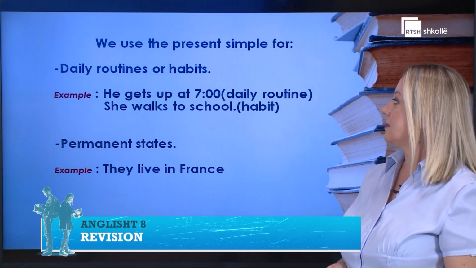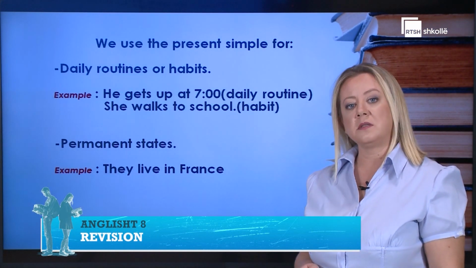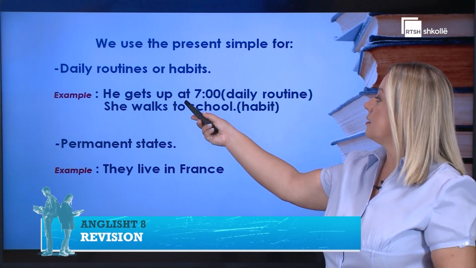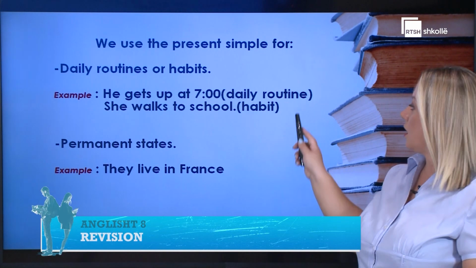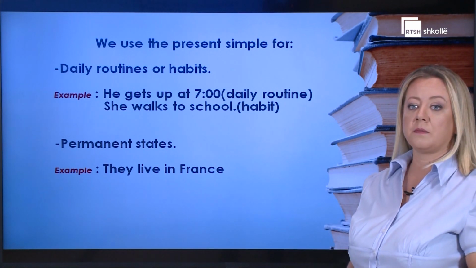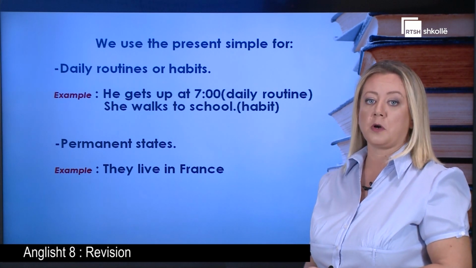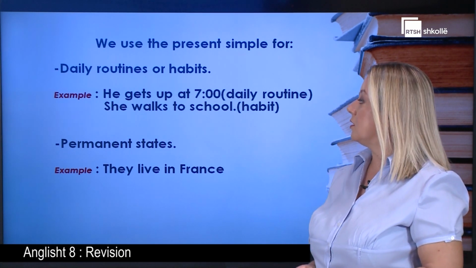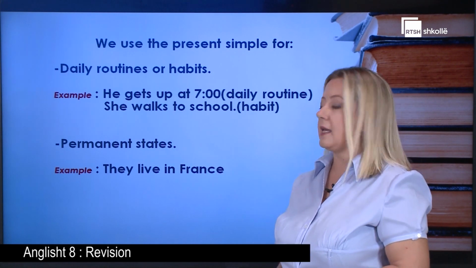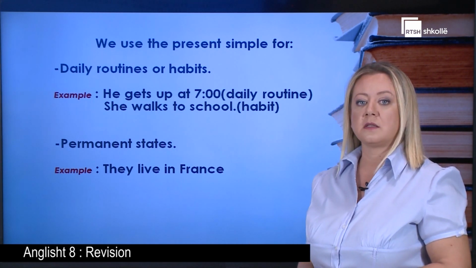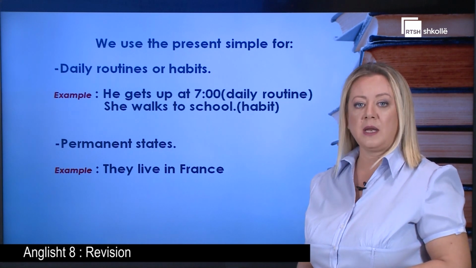We use the present simple for habits or daily routines, such as he gets up at 7 o'clock. Here we have a daily routine. She walks to school. It is a habit of hers. The second use is for permanent states. For example, they live in France. We live in Albania.